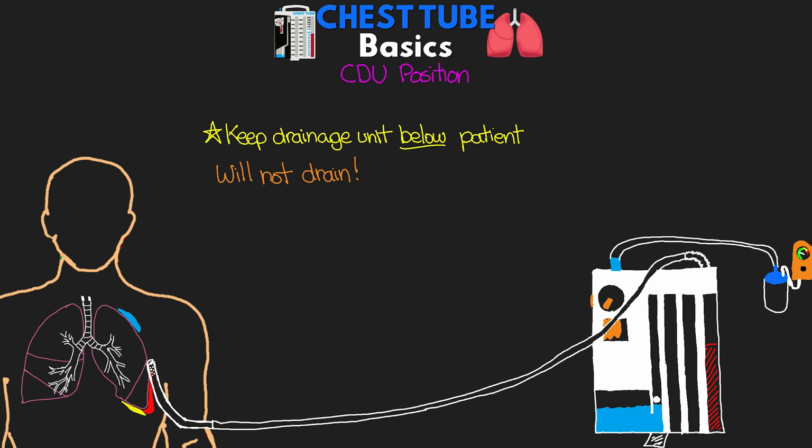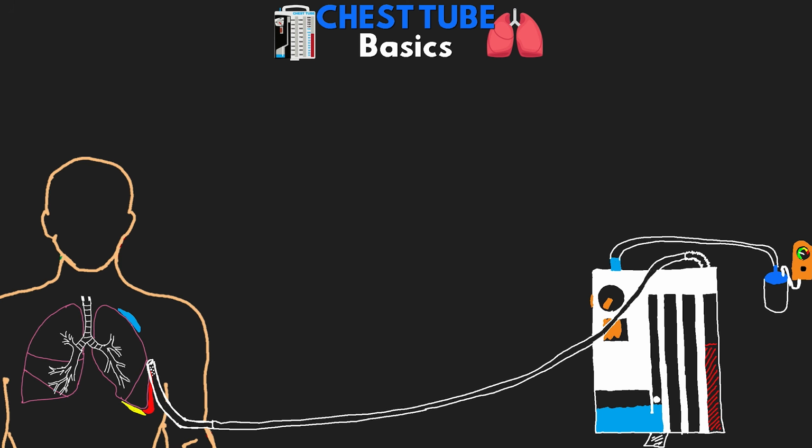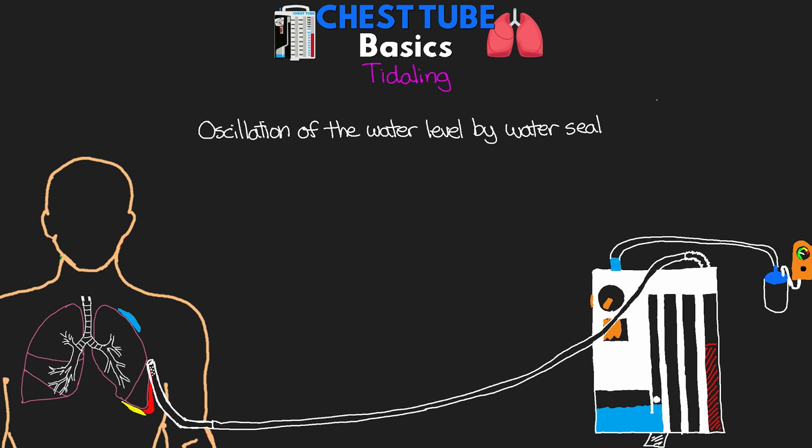Now the next thing when it comes to the drainage unit is to keep an eye on something that we refer to as tidaling. So essentially, tidaling is going to be the oscillation of the water level that's by our water seal. So over to the side, we've got the level here with the ball that's in there. And as the patient breathes, you're going to potentially see this moving up and down. And this is actually going to be normal as a result of the changing intrapleural pressures throughout the respiratory cycle.